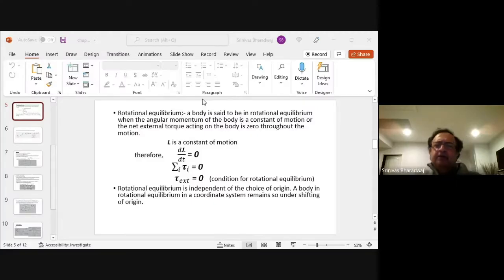Hi, students. So we continue with our discussion of rotation. There are many important ideas here, and I want to make sure that these are well understood, so that when it comes down to it, you will all be able to solve the problems involved.